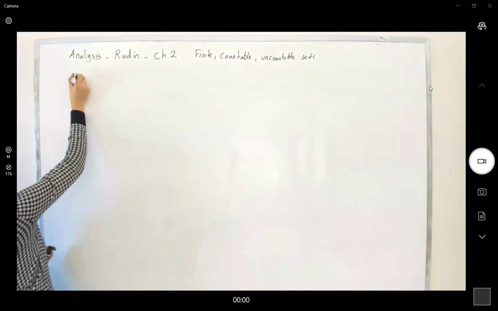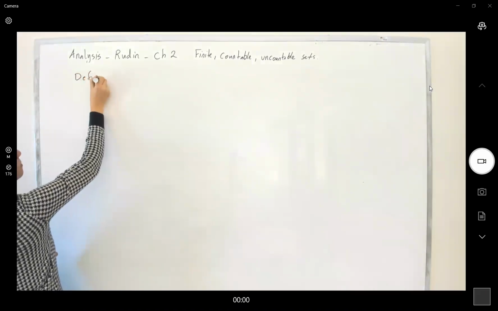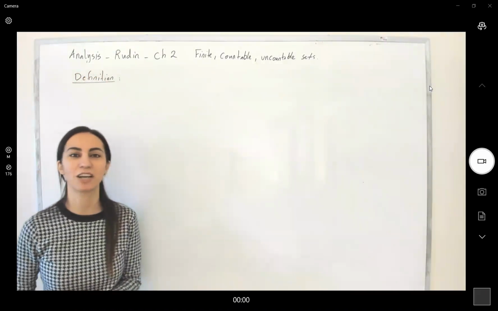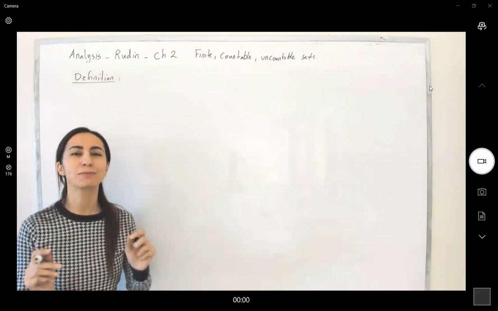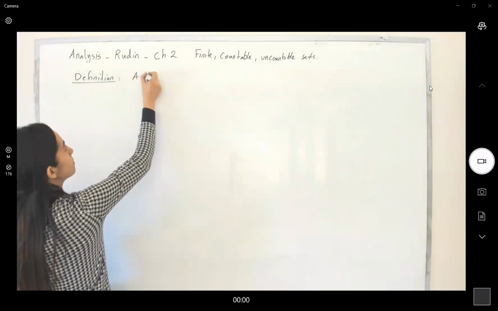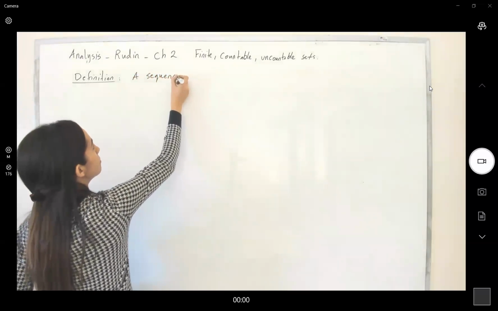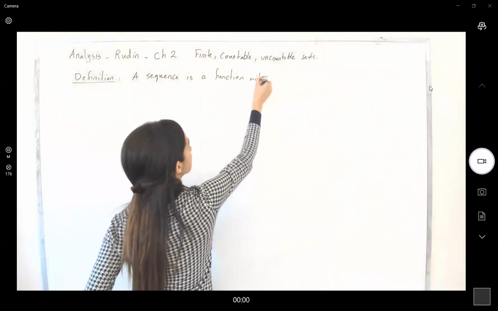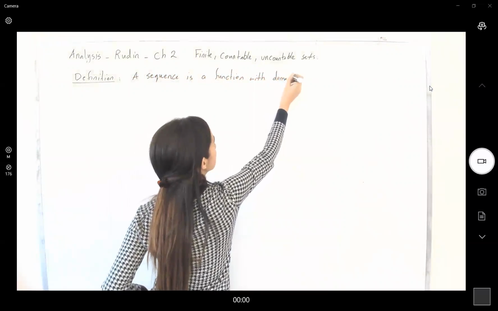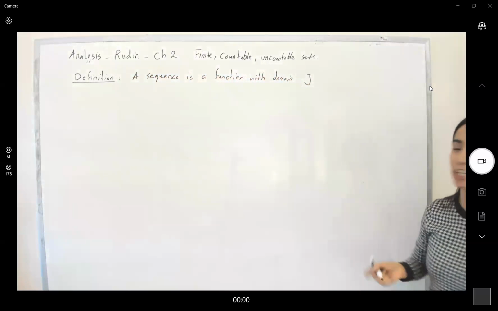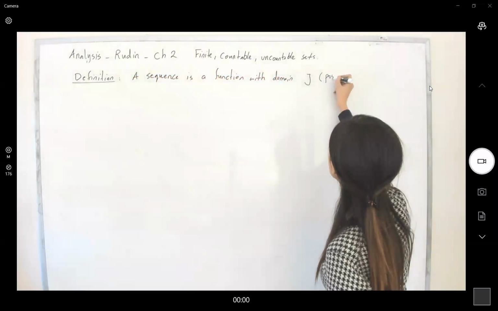Let's define a sequence. When we're talking about a sequence, you're actually talking about a function with a specific domain. So a sequence is a function with domain J. What is J? J is the positive integers.